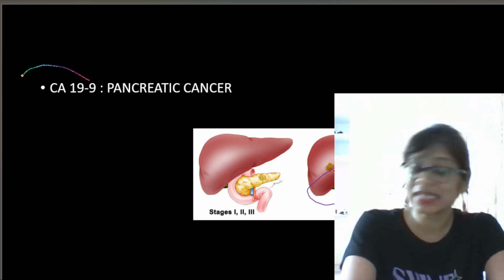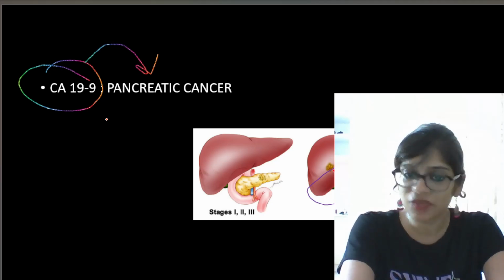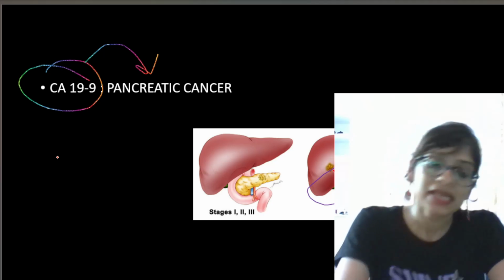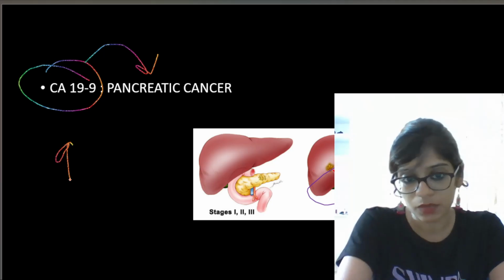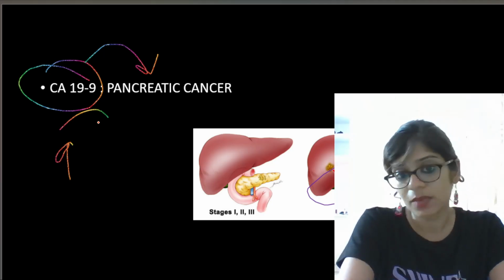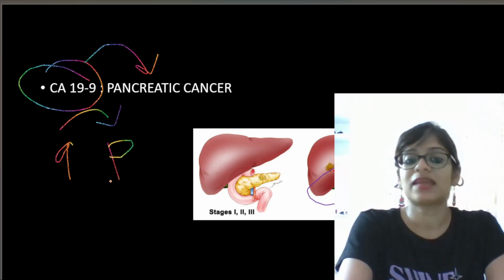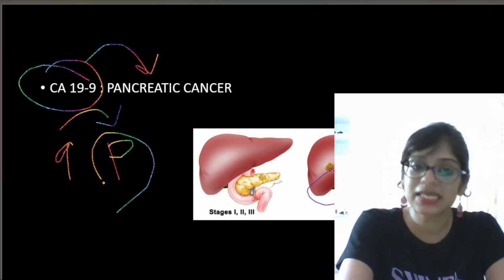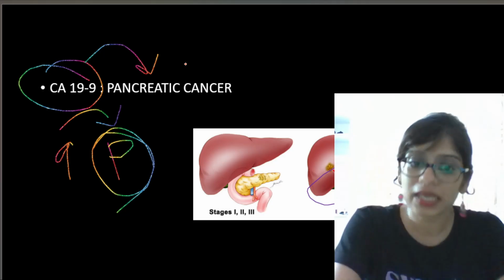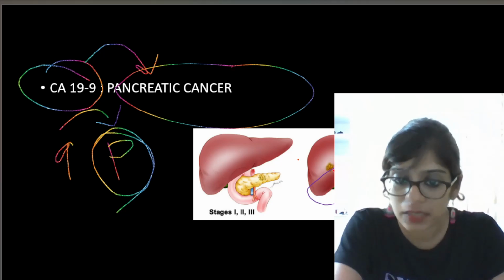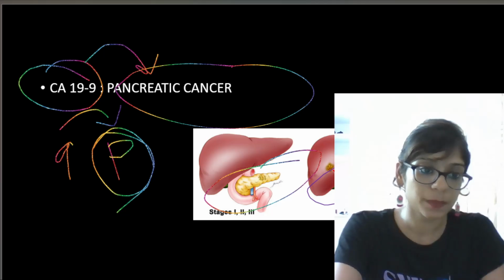CA19-9, this tumor marker increases in pancreatic cancer. Very, very important. It has come multiple times. How will you memorize it? When you write 9, what would the mirror image of 9 look like? Like this, like a P. So with this code you will remember CA19-9. If this tumor marker is high, you will think about pancreatic cancer.